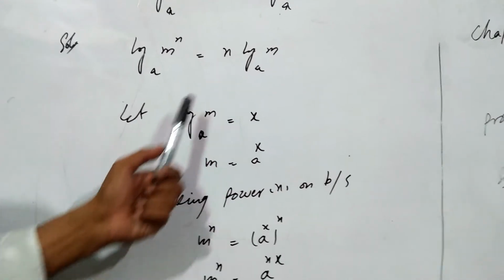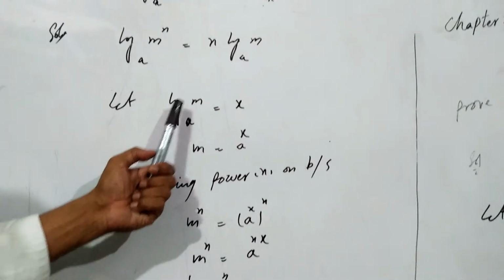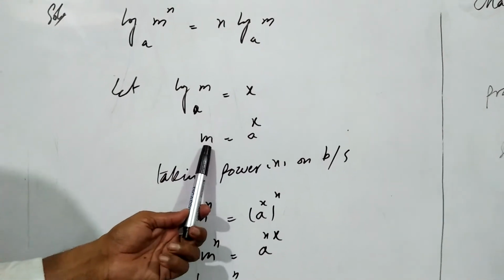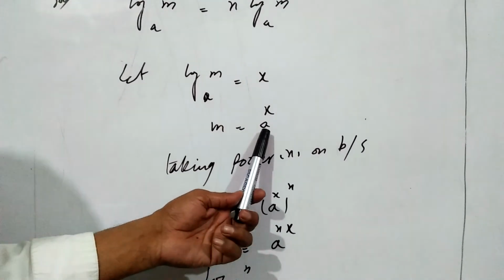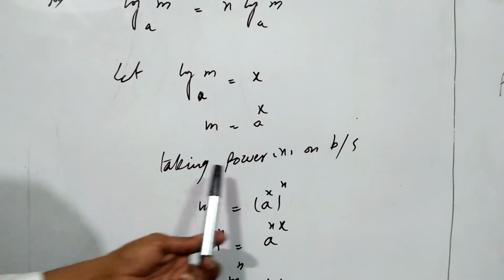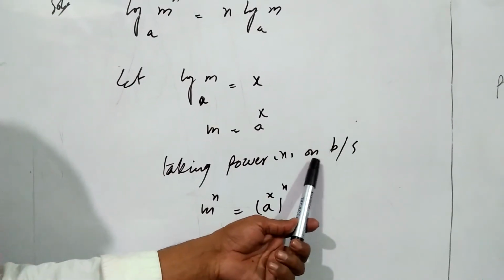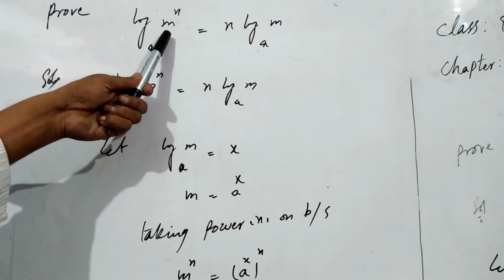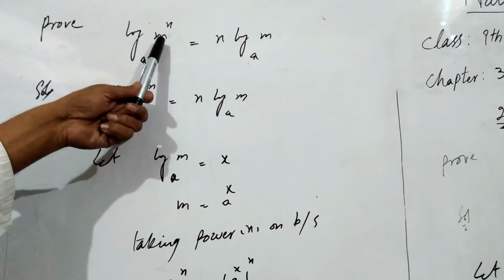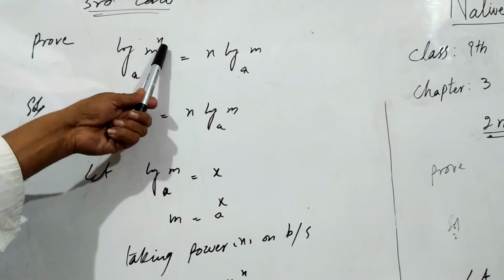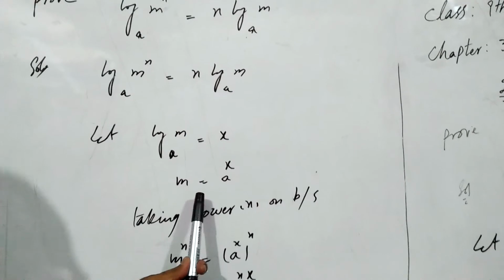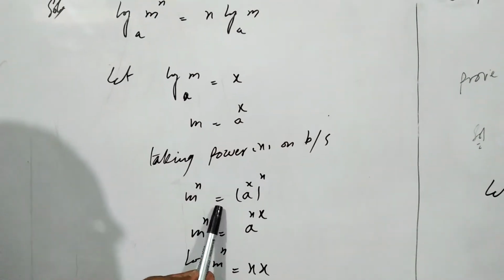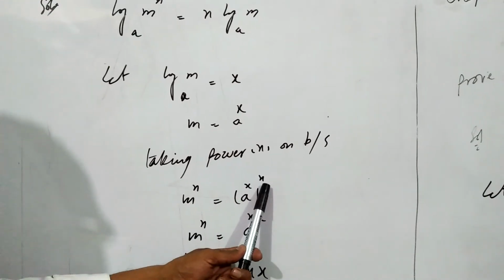law of logarithm. So let log m base a is equal to x. So its exponential form is m is equal to a power x, taking power n on both sides. As in the third law, we have power of m is n. That's why we have to take power n on both sides. So finally we get m power n is equal to a power x power n.